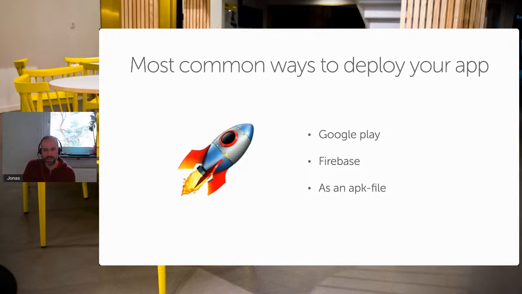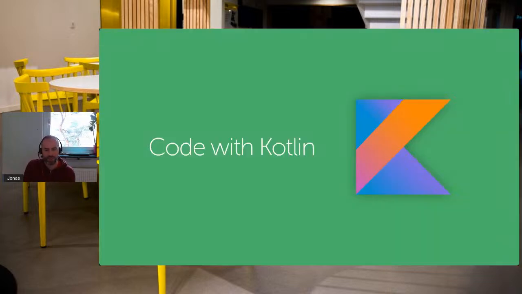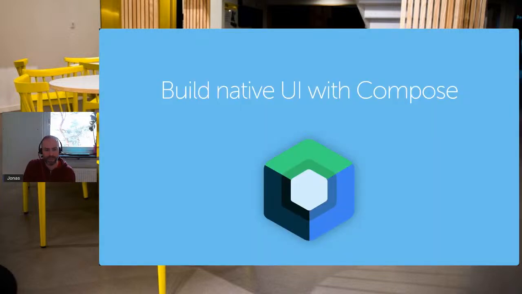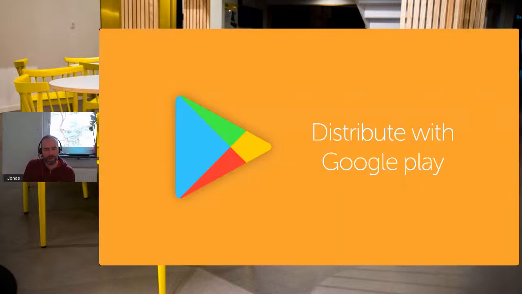So if we wrap everything up, as I said, it feels like Android gives a lot of opportunities as an open system, like languages and deployment and such. But we have a core recommendation on how to do apps and distribute them. You code with Kotlin, our modern language. You build native UIs with Compose, and you will also hear more about why native UIs in Android are the best way to build the optimal app experience. And you distribute with Google Play to get most of your users.